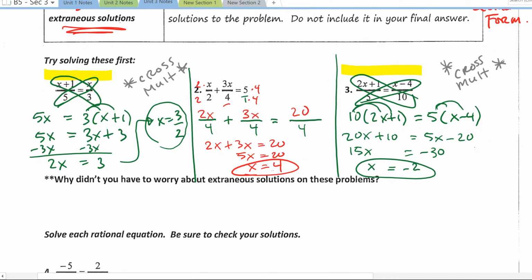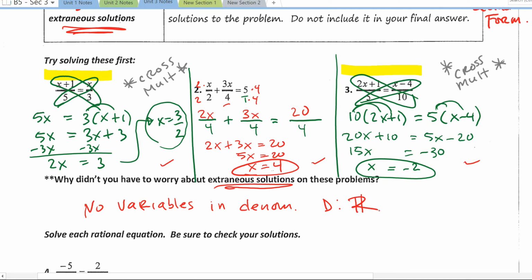So why didn't we have to worry about extraneous solutions in these 3 problems? Because there were no variables in the denominators. That means the domain for each one of these problems above is all real numbers. We don't have to worry about where these things went wrong.